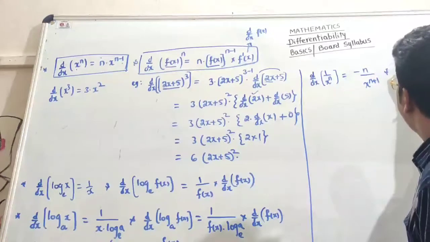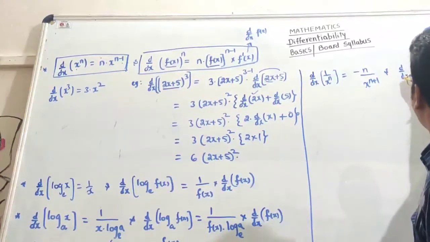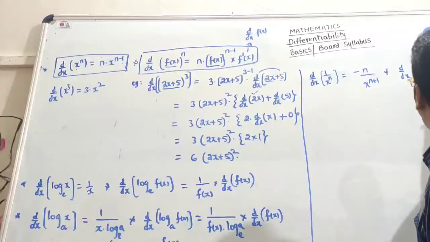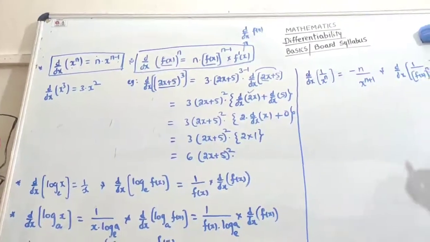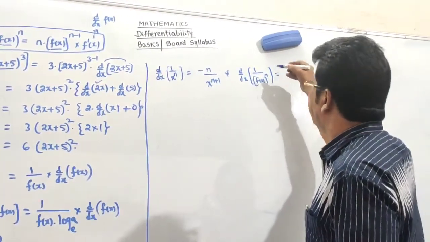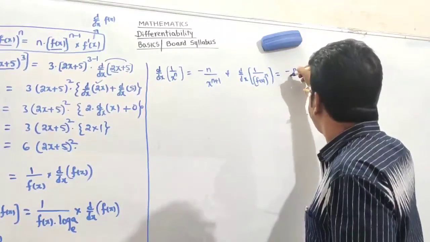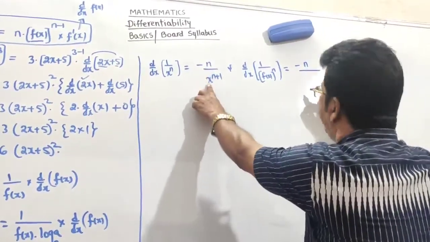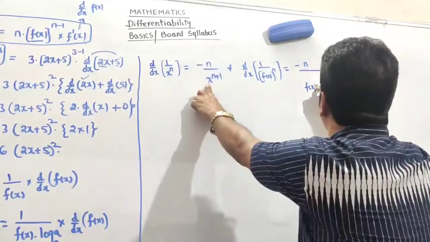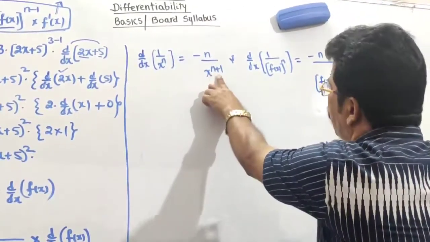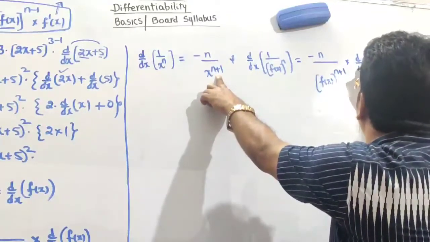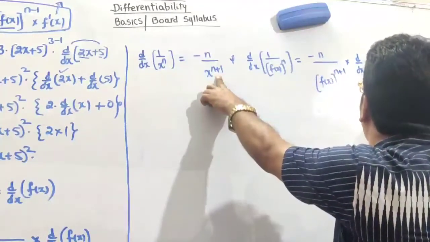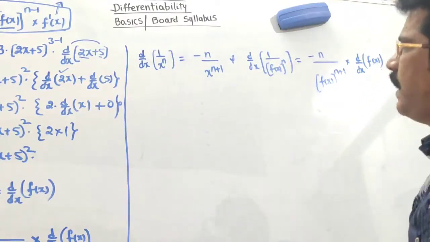Okay, and d by dx of 1 by something f of x whole to the power of n. f of x is what? Other than x in each and every case. That is equal to minus n, same structure, divided by x means instead of x we are writing f of x whole to the power of n plus 1. Structure is over. Lastly, into d by dx of f of x, or simply f dash of x.